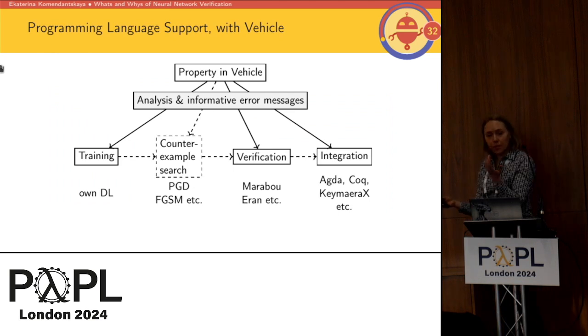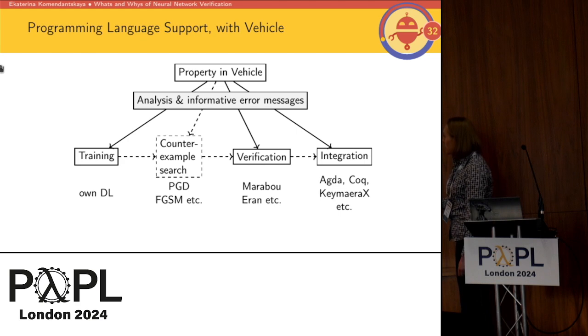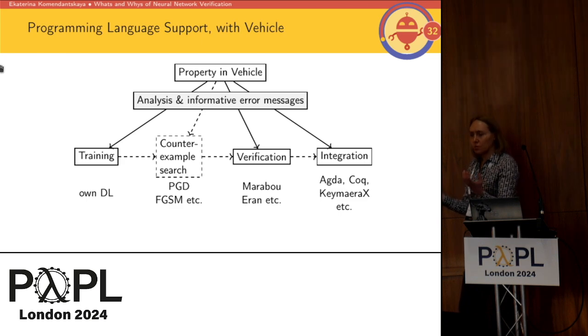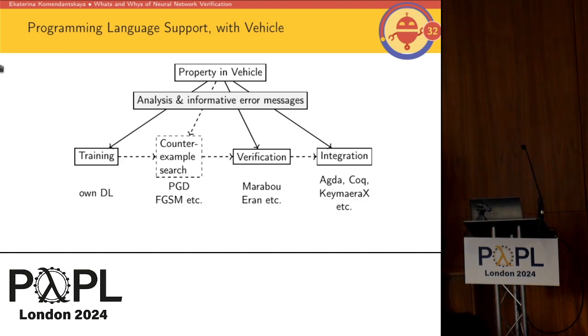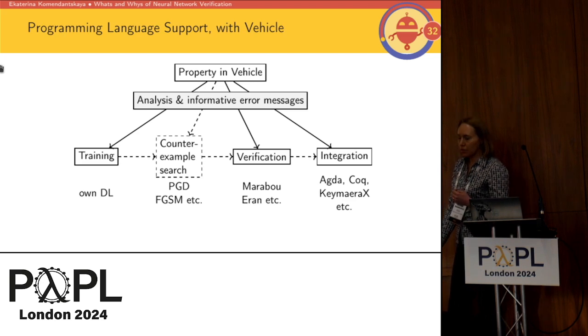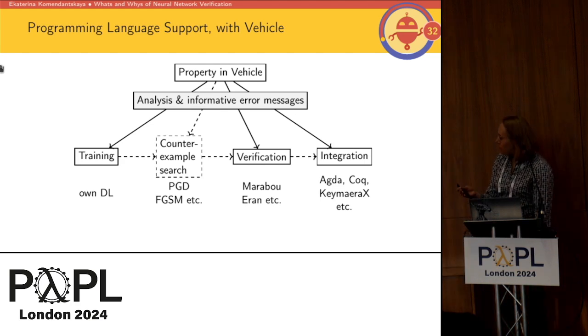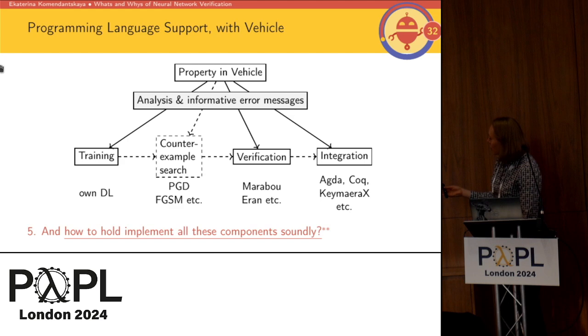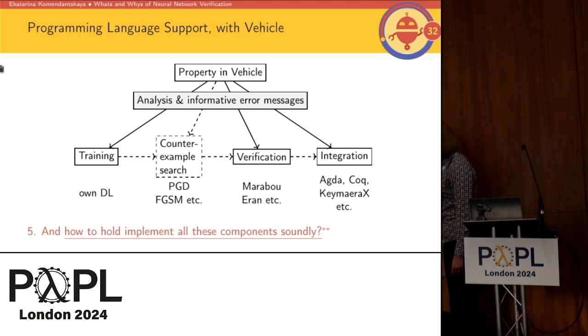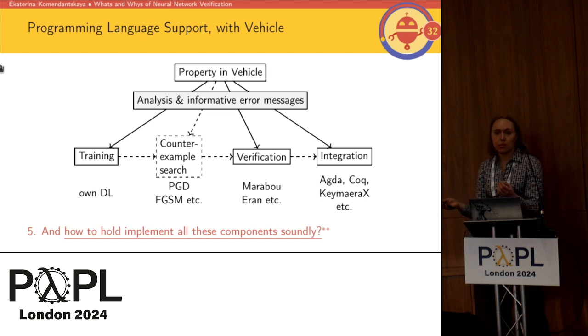And overall, that was called Vehicle. It's a domain-specific language on top of Haskell that we built. So you can state a property of a neural network in engineer's terms. You will get informative error messages. For example, you could be in the wrong fragment of arithmetic. And then it will be compiled down to either training, verification, or integration with higher order provers. And so this very much fits into our five big questions that we asked: how to hold and implement all these different components soundly together.